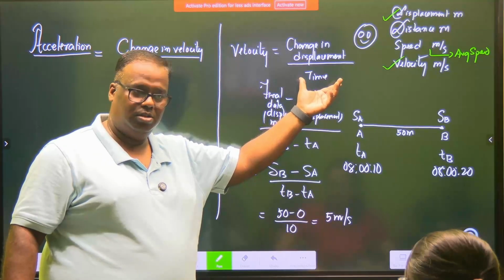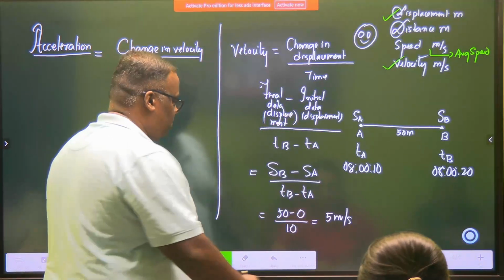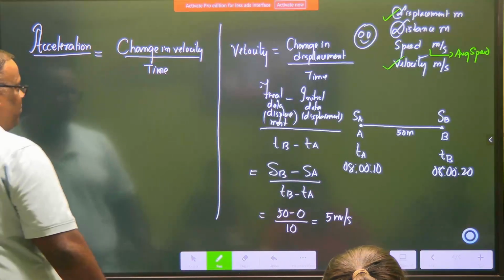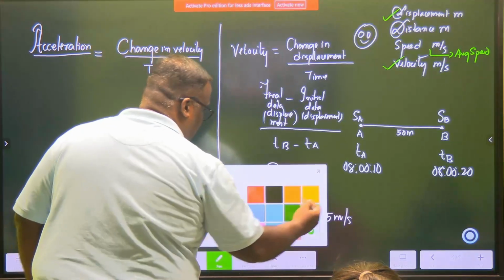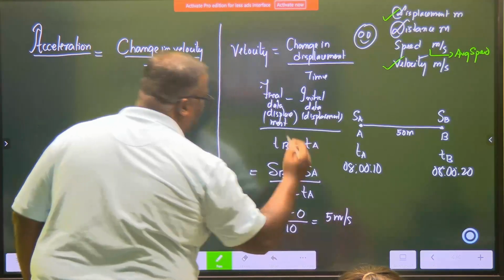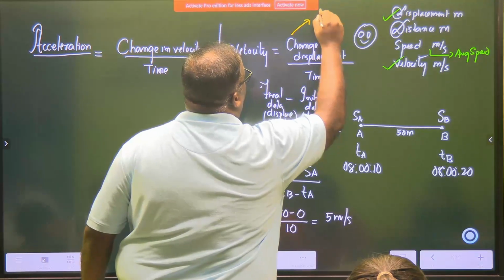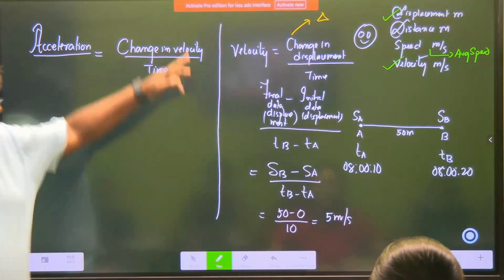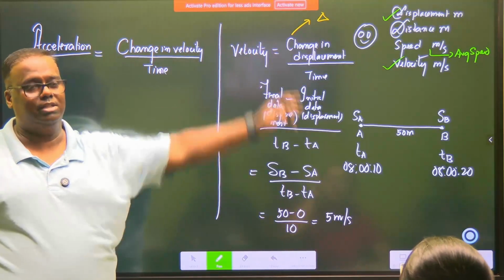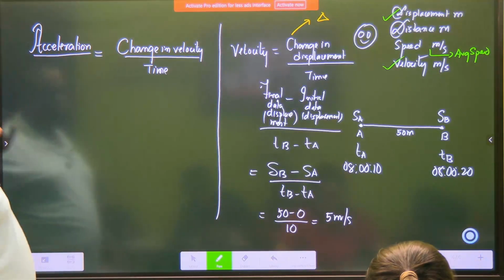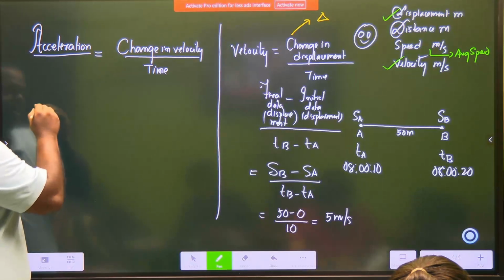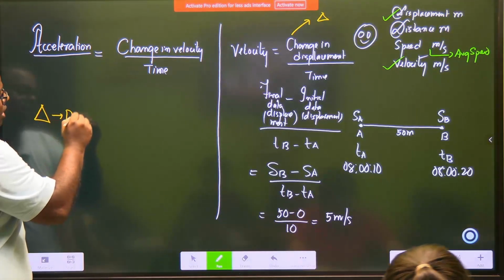Understood? Clear? So now getting it a little bit more advanced. Any change in physics is denoted by the quantity delta. Note that. This is called delta. So there are 3 physics quantities. Triangle stands for capital delta.